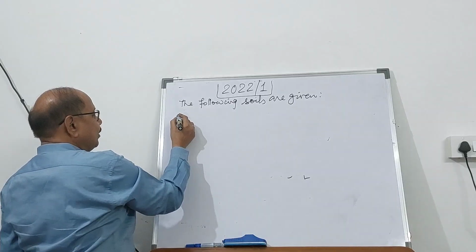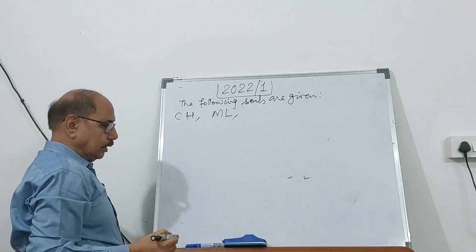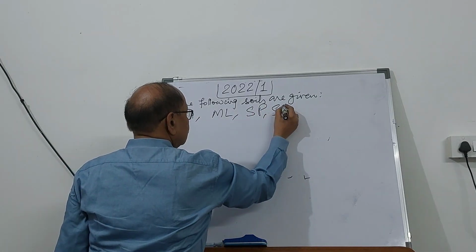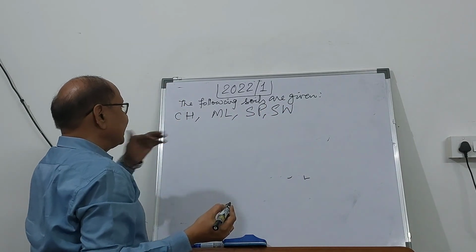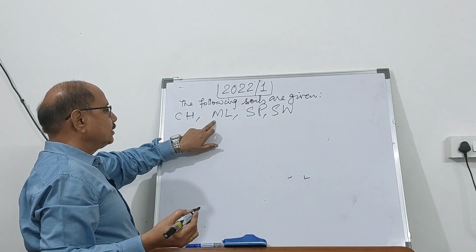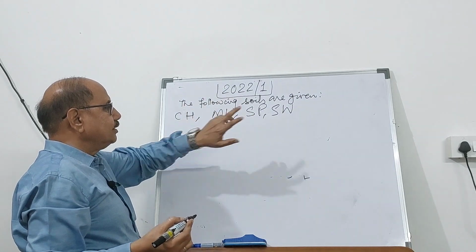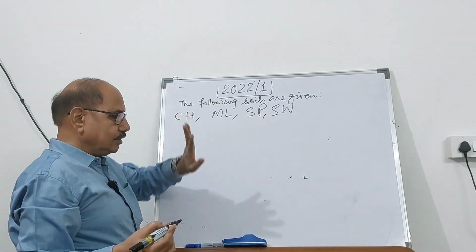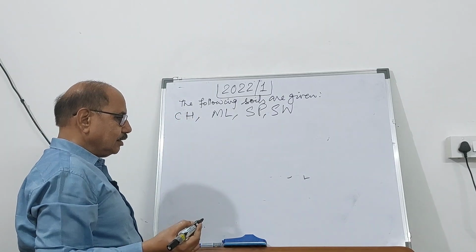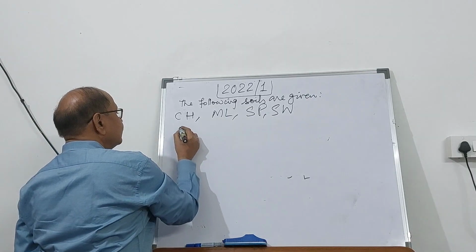The CH, ML, then SP and SW. CH means clay with high plasticity, ML silt with low plasticity, SP sand poorly graded, SW sand well graded. So 4 types of soils are given and you are asked to place them in decreasing order.